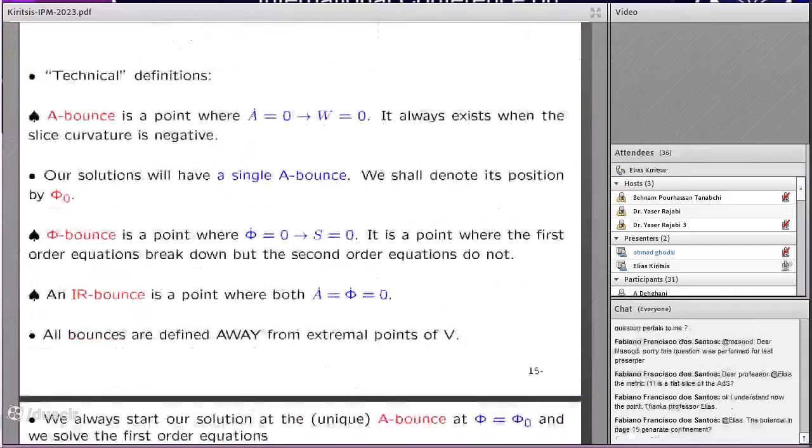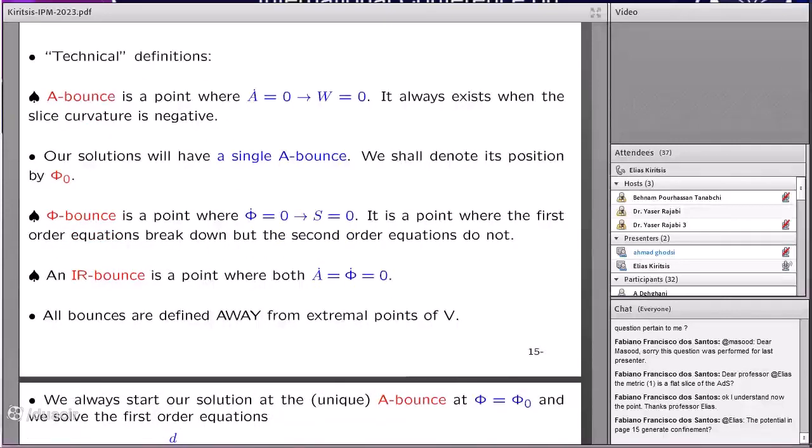Now, let me make some technical definitions first. As I mentioned, when I talk about an A bounce, I mean a point where A, which is the logarithm of the scale factor, changes direction. That is, the scale factor from decreasing becomes increasing and vice versa. That corresponds to A dot equal to 0. It means that the superpotential W is exactly 0 at that point. And as I mentioned, there would always be one such place where the scale factor turns around. And this is because my slice curvature is negative. So all our solutions will have a single A bounce, and the position of this A bounce I will denote by phi 0. So phi 0 from now on means where the scale factor bounces.